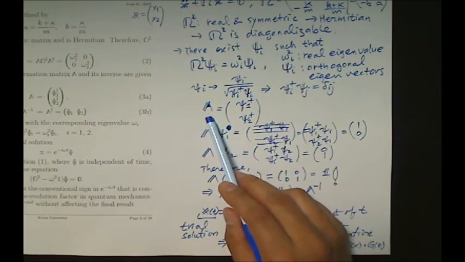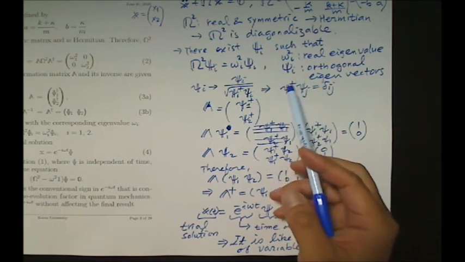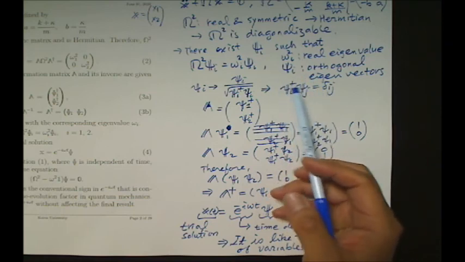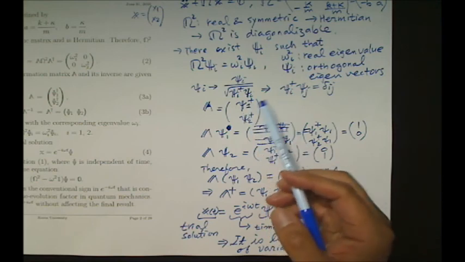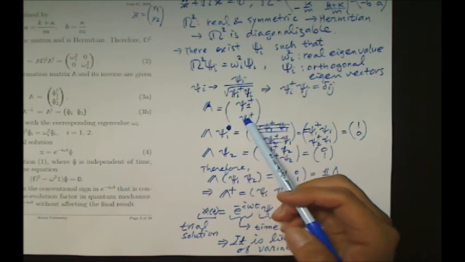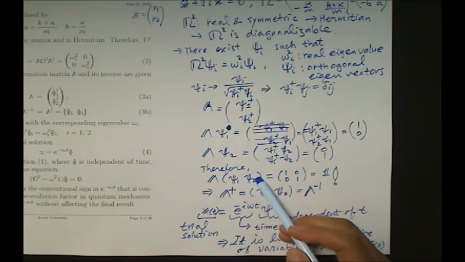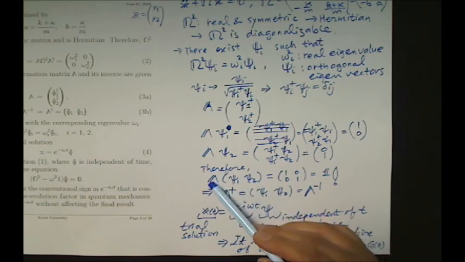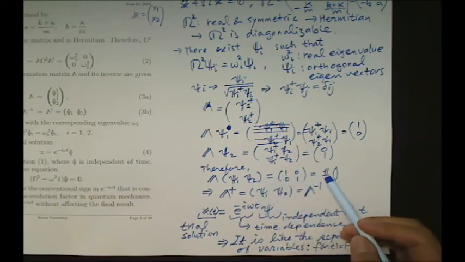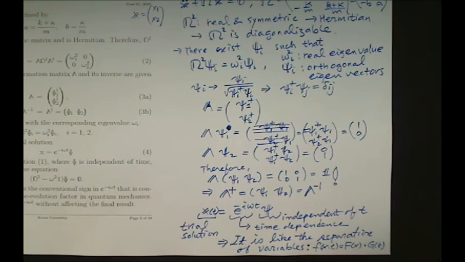Therefore, there is a lambda. Because we can always construct the eigenvectors and normalized eigenvectors, we can always find the matrix, and then the matrix Hermitian conjugate is this one, and the matrix multiplied by its Hermitian conjugate becomes always identity. That means this lambda is a unitary matrix.